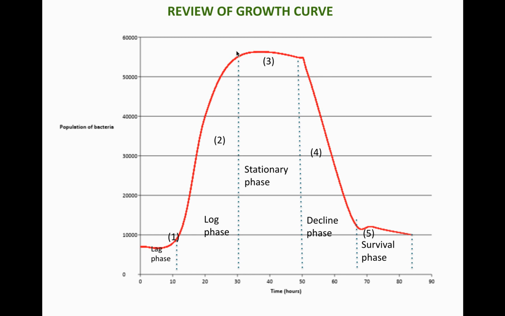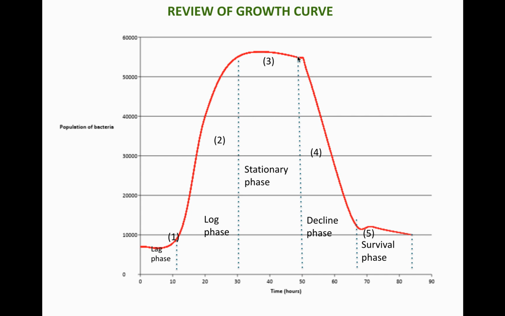So at this moment in time, at number 3, this is called the stationary phase. It's stationary because it's not really moving, and because the birth rate is equal to the death rate. So there's no increase in the population at this point. It's going to hit about maybe 55,000, and it's not going to increase.